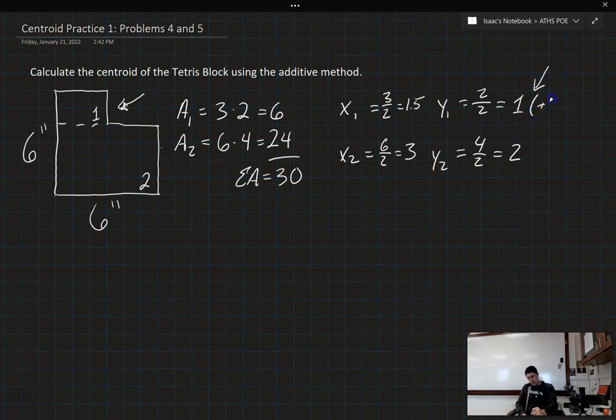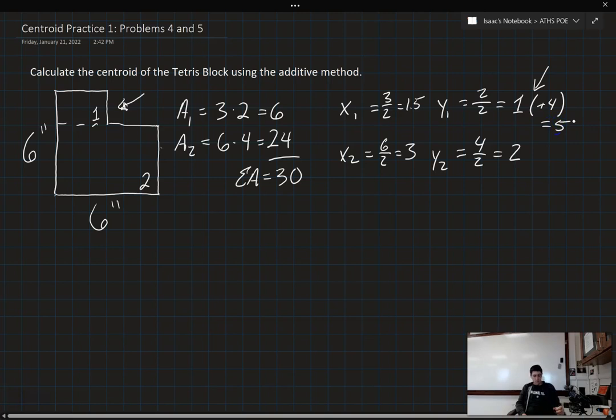So if we add 4 units to this number, it will give us the correct coordinate, which is y equals 5. And we can check that by counting up from the origin, 1, 2, 3, 4, 5, and we get the number that we would expect. That the y coordinate of this is 5 units from the bottom, and that the x coordinate is 1.5 units.